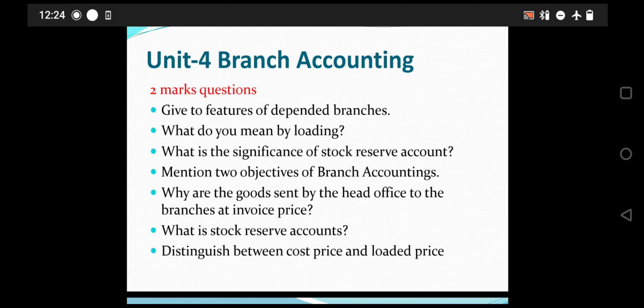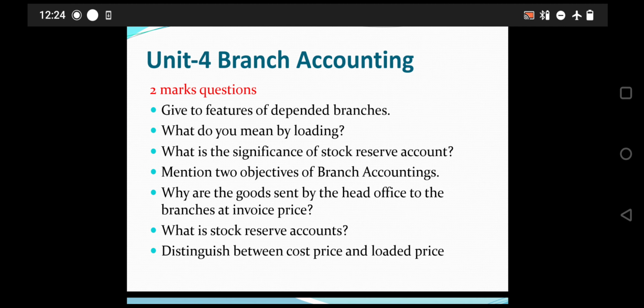Then next we have, what is a stock reserve account? As I already told you, the stock reserve account will be maintained by the company to know the opening stock, closing stock, and how much stock is being sent from the head office to the branch offices. So it is very much required to know the exact stock of goods which are sent to the branch offices.